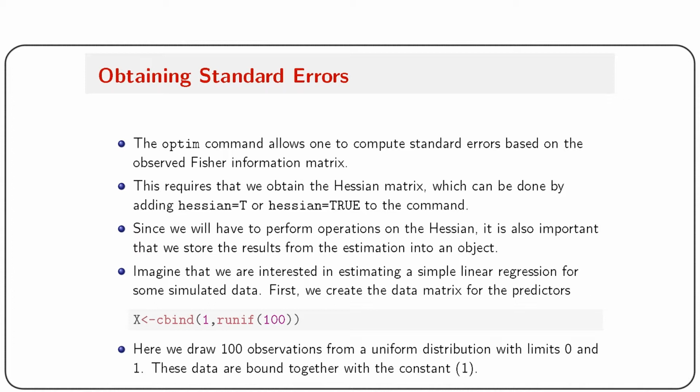So, imagine that we are interested in estimating a simple linear regression for some simulated data. First we create the data matrix for the predictor, say x equals cbind(1, runif(100)). So this is a data matrix for a simple linear regression, one column for the intercept and the rest is for x, and here we draw 100 observations from a uniform distribution with limits 0 to 1 for the actual variable, and these data are bound together with a constant 1 as I mentioned.